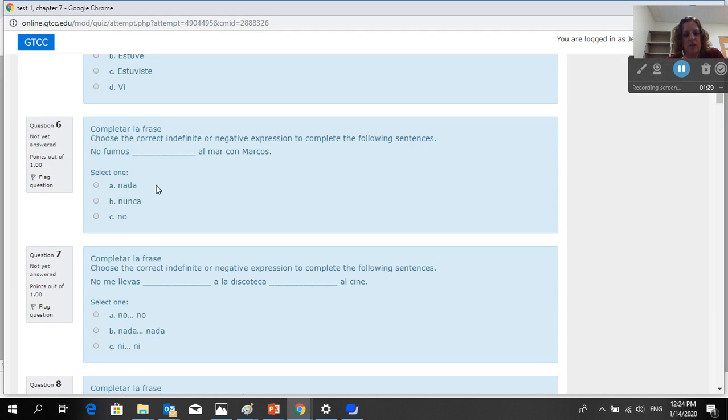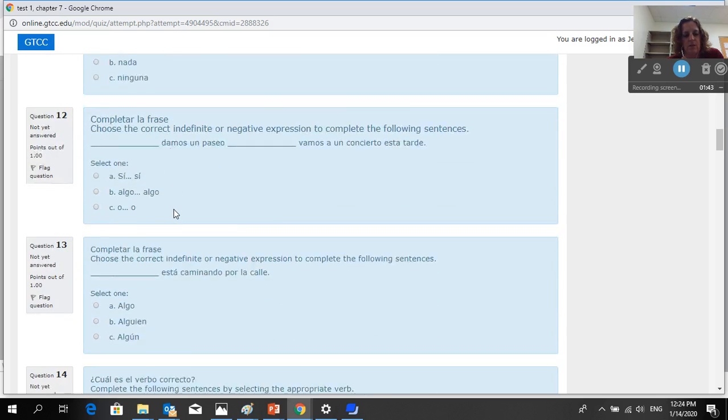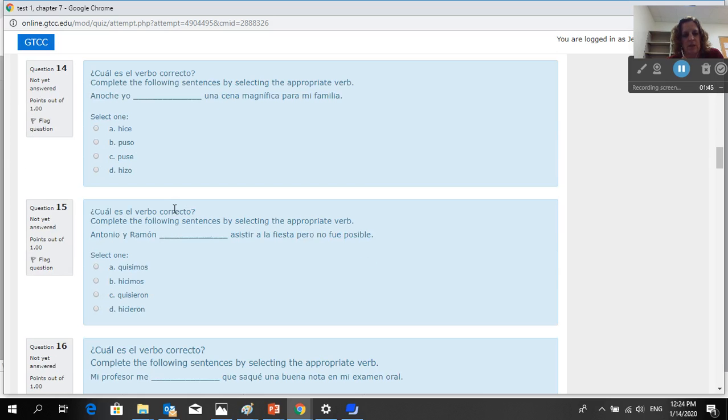Then here it also says, completa la frase. Choose the correct indefinite or negative expression to complete the following sentences. So the same, read through the sentence and then pick the negative or indefinite expression that completes the sentence. And there's a few like that.